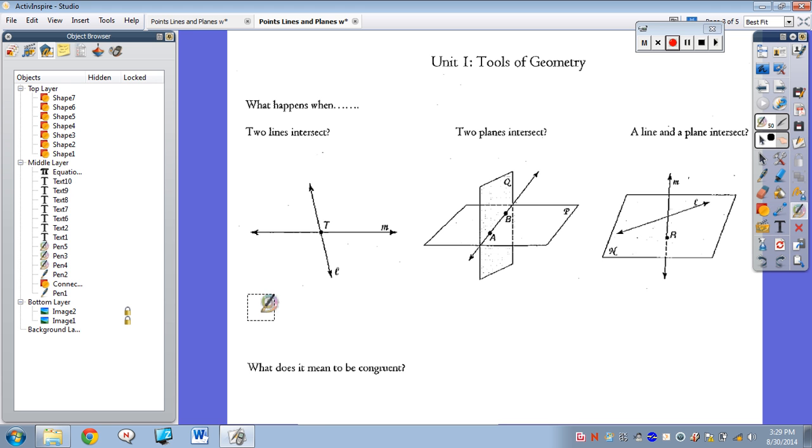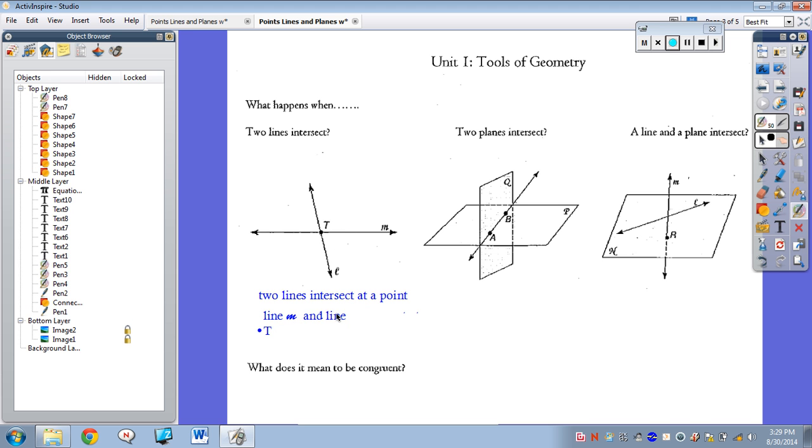So how would we write that? Two lines intersect at a point. So this line and this line intersect at a point. Here they intersect at point T. So you've got line M and line L. Keep note of the script M and the script L intersect at point T.